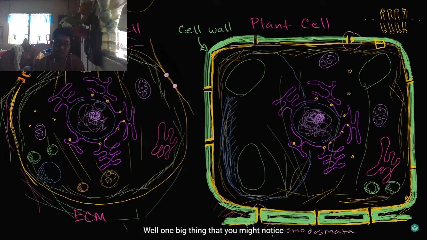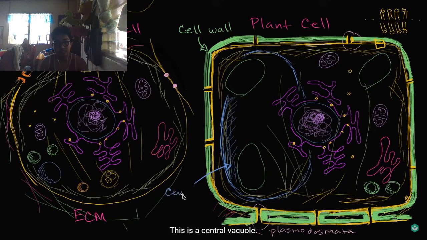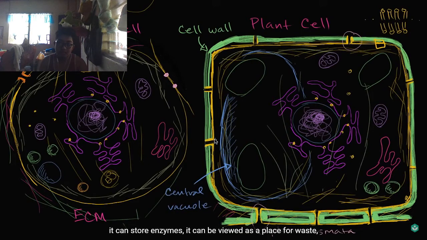One big thing that you might notice is this big blue balloon egg-looking thing. It doesn't contain these green things, it's really just behind these green things. And these tend to be associated with plant and fungal cells. This is a central vacuole. A central vacuole can store fluid, it can store enzymes, it can be viewed as a place for waste. And it actually turns out that even though they're common to plants, depending on which plants, which cells, they can have very different roles.